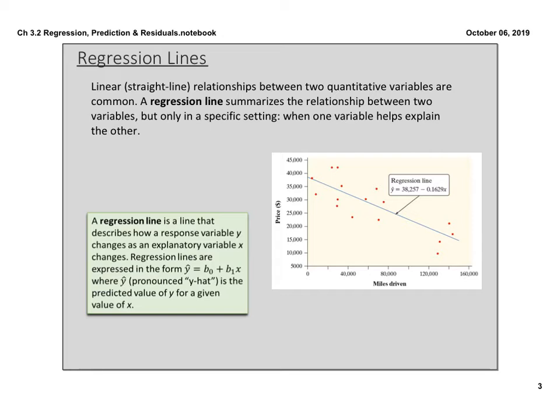So a regression line is a linear relationship, or straight line, between 2 quantitative variables. The regression line summarizes the relationship between 2 variables, but only in a specific setting, when one variable helps explain the other. So when there's an association between 2 variables, we can draw a best fit line, or in other words, a regression line through that data set, just like you see in the picture here.